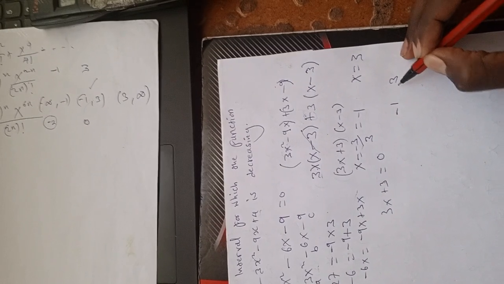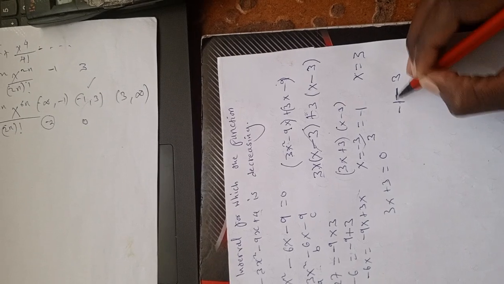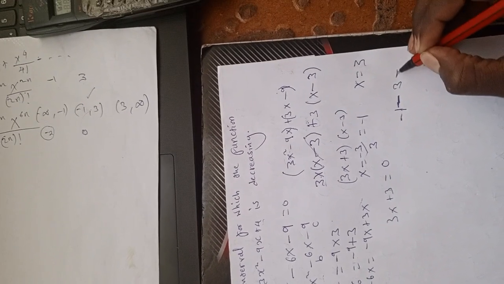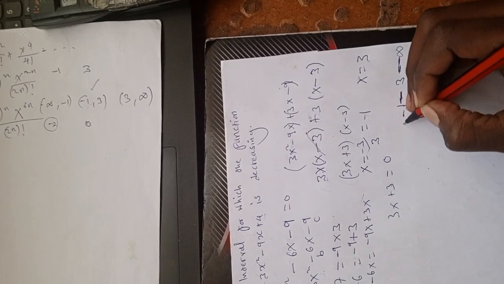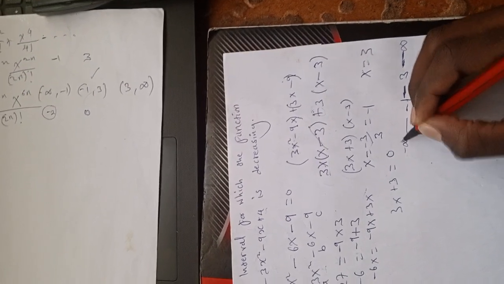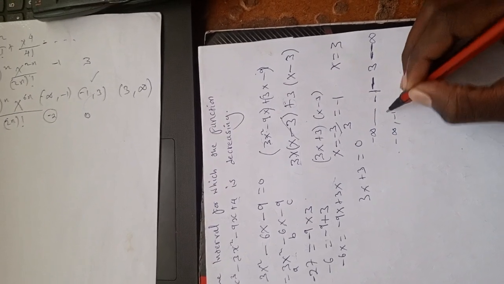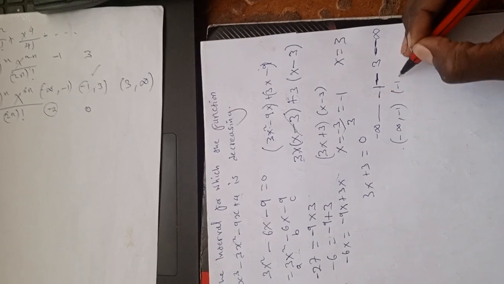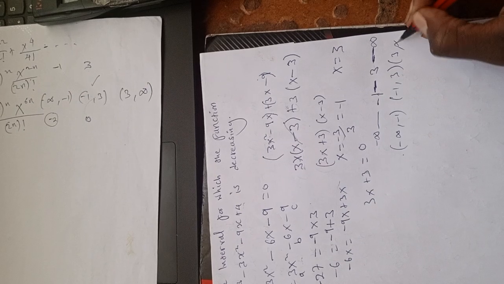So how many intervals can we make from here? We have this interval between negative 1 and 3. We have an interval from 3 to infinity. And an interval from negative infinity to negative 1, my first interval. I have this interval here, which is negative 1 to 3. I have this interval as well, which is 3 to infinity.